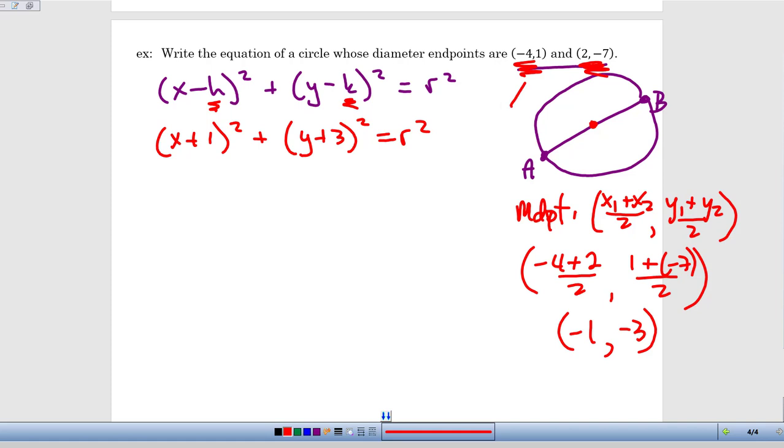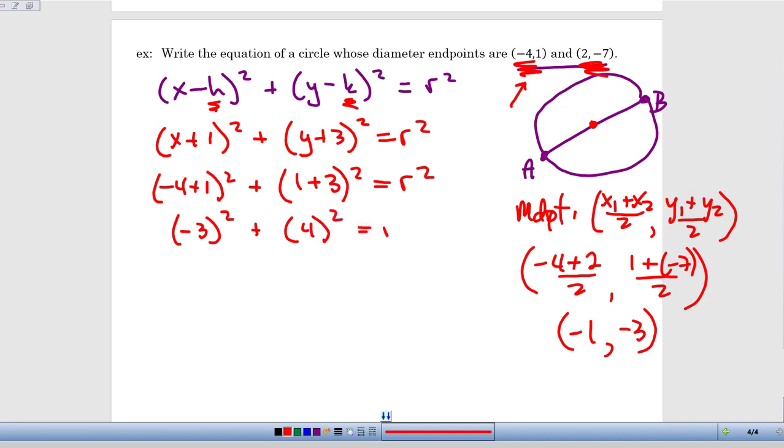So if we use the first point here, just because it's first, doesn't matter which one we use. So I'm going to plug in -4 in place of x, and I'm going to plug in 1 in place of y. And so now we go through, -4 plus 1 is -3, plus 1 plus 3 is 4, equals r squared. So now if we square both of these, -3 squared is 9, plus 4 squared, 16, equals r squared. So we know that r squared equals 25.